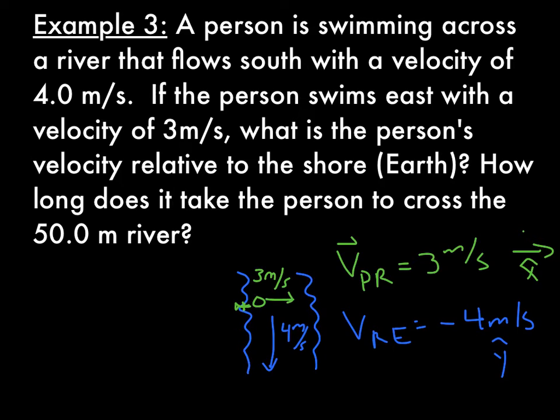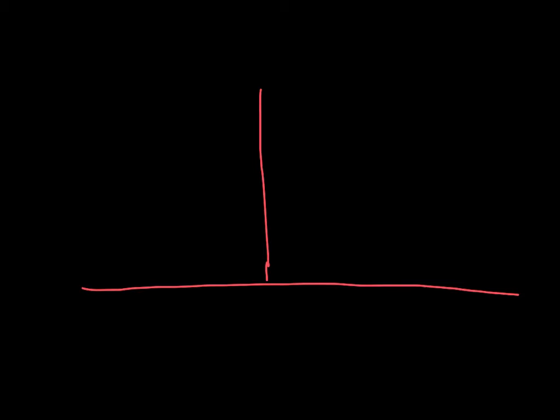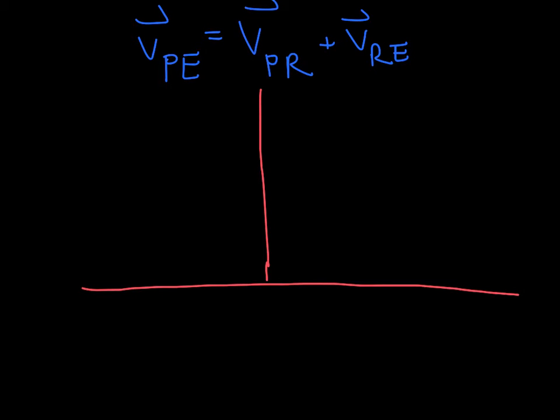And the question is asking you, what's a person on the shore? So you need to solve for the velocity of the person to the Earth. So how would we set this up? Let's take a look. We have to break this into components. Overall vectorially, this would be the velocity of the person measured by the Earth equals the velocity of the person with respect to the river plus velocity of the river with respect to the Earth. Alright, and these are vectors.